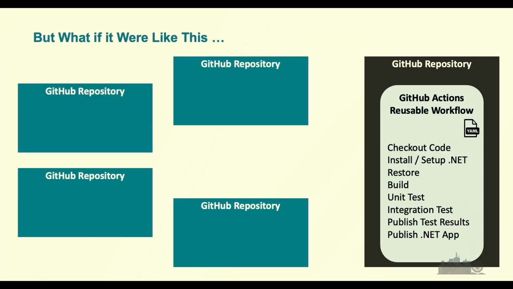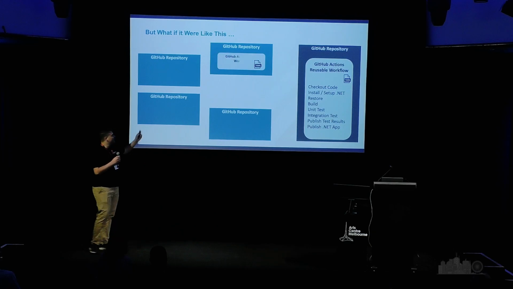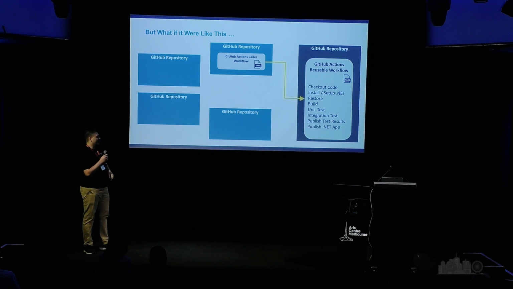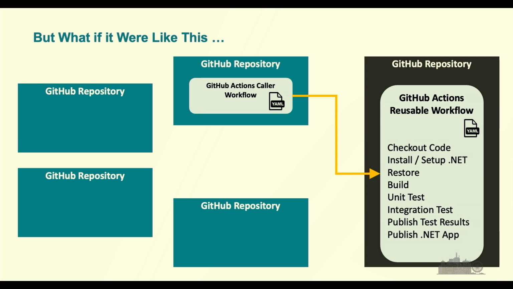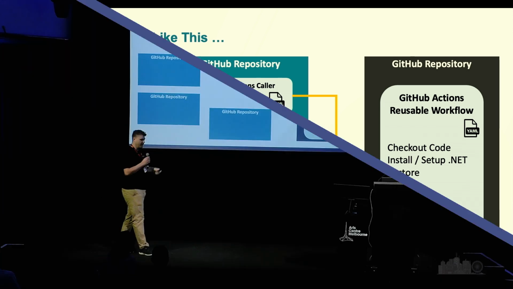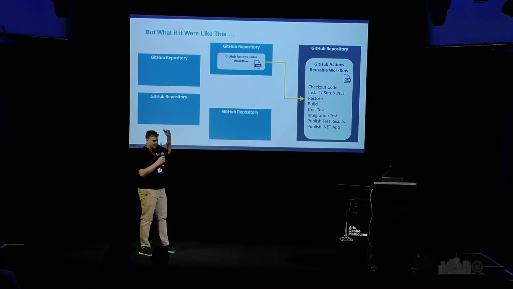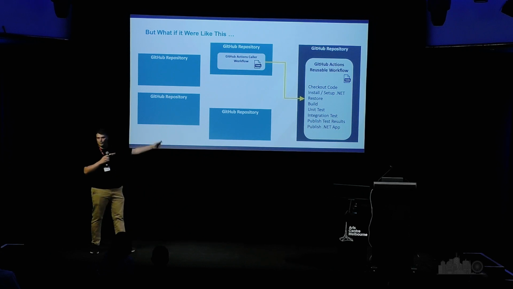But inside of that, that's where all of the effort goes, to checking out the code, getting .NET set up, doing your restore and your build and your testing, publishing your tests and publishing your app, so on and so forth. And then what you can do from there is, in your GitHub repository where your .NET application is, have a caller workflow file. And that's usually got very little logic in it, but you can still have logic inside of there. But at the end of the day, all that needs to do really is call that reusable workflow to go and action these steps.